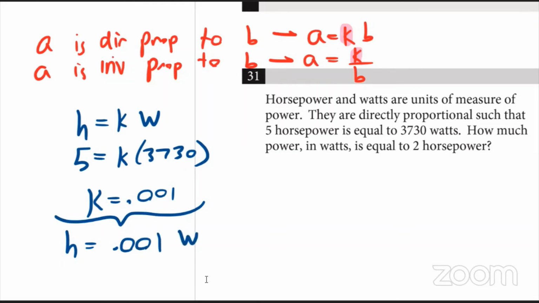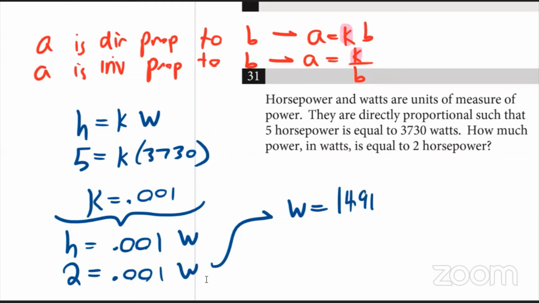Now, if we have 2 horsepower, how many watts? 2 equals 0.001 W. So now we're going to have to divide both sides by the 0.001, but I'm not just using those 3 digits. I'm doing 2 divided by the 0.001 that's stored in my calculator. And that gives me 1,491.99971.